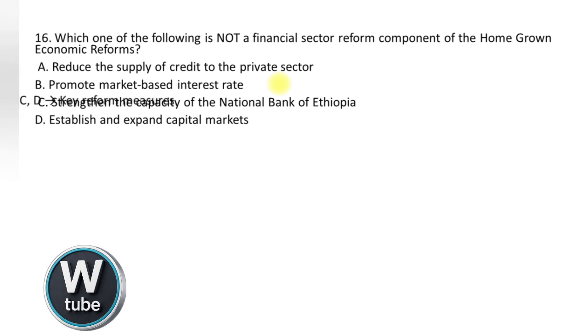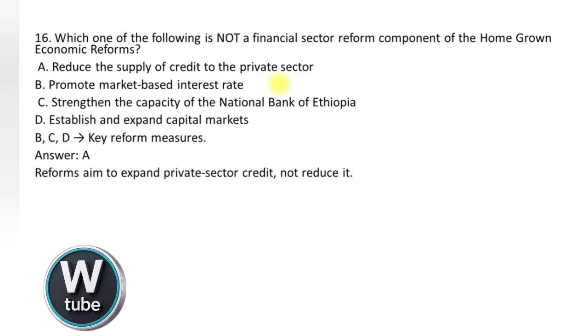Promoting market-based interest rates, strengthening the capacity of the National Bank of Ethiopia, and establishing and expanding capital markets are the key reform measures. But reducing the supply of credit to the private sector is not a financial sector reform component of the homegrown economic reforms. Why? Because reforms aim to expand private sector credit, not reduce it. A is the correct answer.